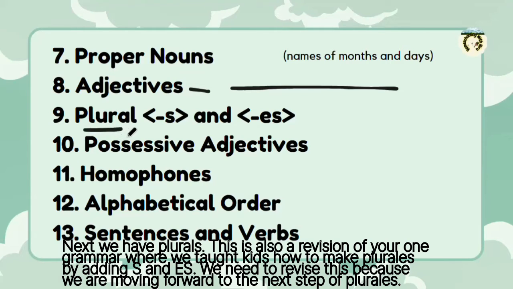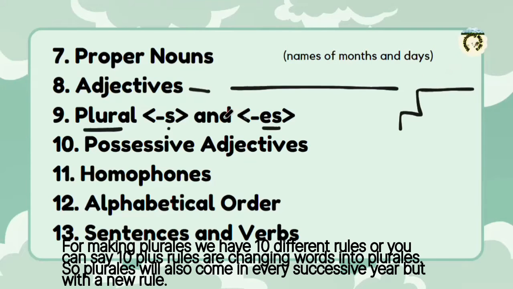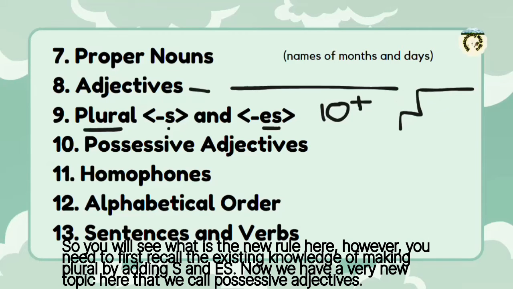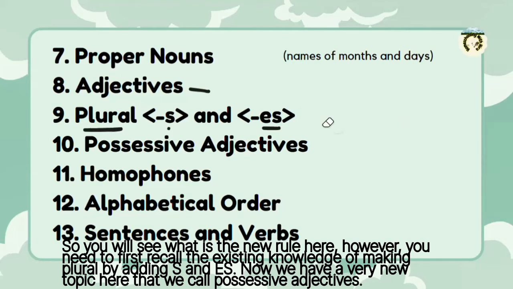Okay. Next, we have plurals. This is also a revision of year one grammar where we taught kids how to make plurals by adding s and es. We need to revise this because we are moving forward to the next step of plurals. For making plurals, we have 10 different rules, or you can say 10 plus rules of changing words into plurals. So, plurals will also come in every successive year but with a new rule. So you will see what is the new rule here. However, you need to first recall the existing knowledge of making plural by adding s and es.